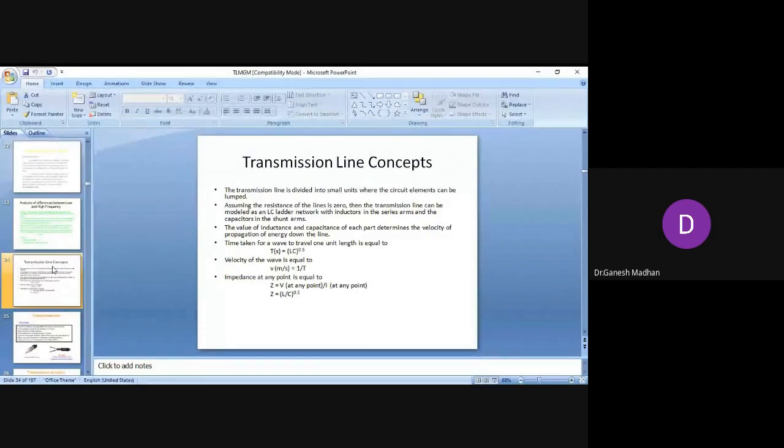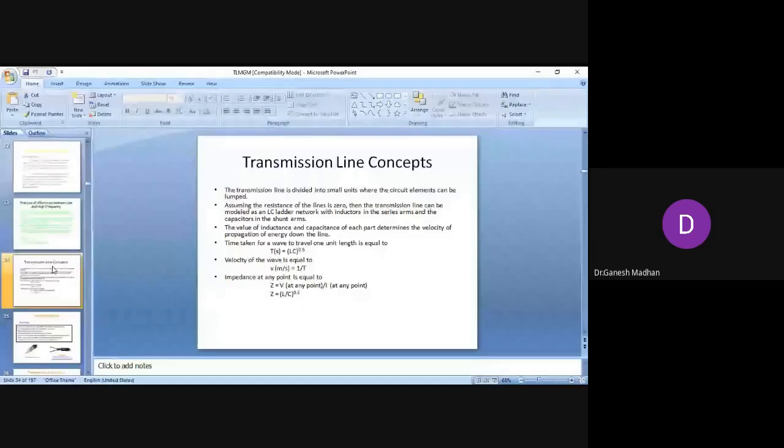So such segments, number of such segments will lead to a LC ladder network, and time taken for the wave to travel in one unit length is root of LC, that is 1 by LC to the power 0.5, right? And the velocity of wave, as you know, it is meter per second.